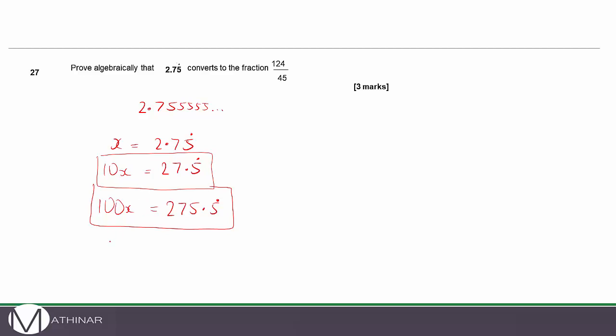So 100x take away 10x is 90x, and 275.5 recurring take away 27.5 recurring is the same as doing 275 take away 27, which will be 248. So to find x, we do 248 over 90. Now the question is, show that it gives you that, or we can see that both numbers in this fraction are even, so we can divide by 2, giving us 124 over 45. And we've got the answer that we were trying to show.